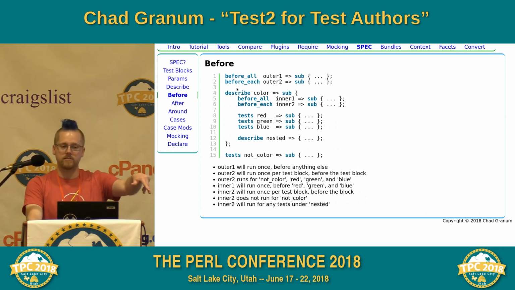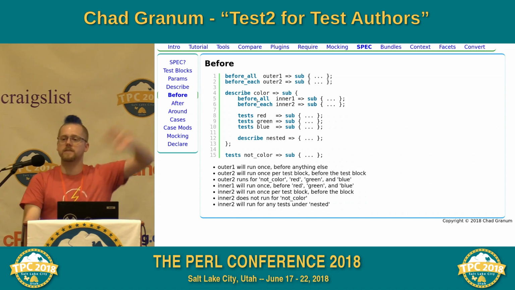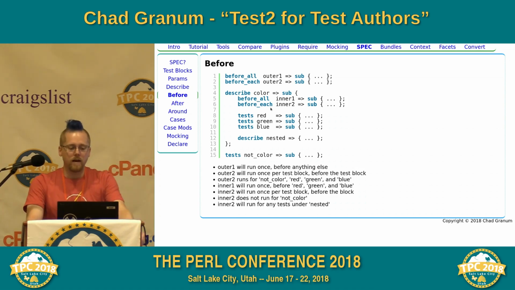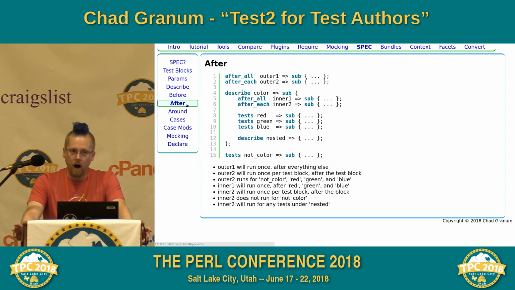Anything outside of a describe also applies inside that describe. But something inside a describe only applies to that one and deeper. It doesn't apply to the rest of the file. So this before each will run before red, green, and blue, as will this before each. But this before each here will not apply to this one down here. It's complicated stuff. I'm not going to spend too much time on it because we do have limited time. There's also after all and after each to run at the end of the test blocks.